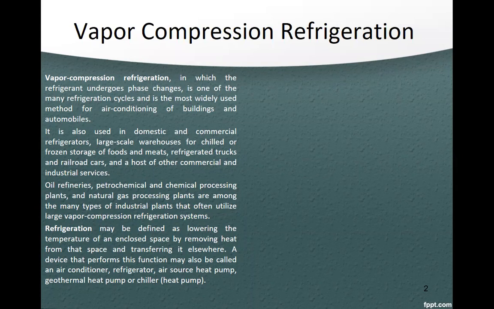Vapor compression refrigeration, in which the refrigerant undergoes phase changes, is one of the many refrigeration cycles and is the most widely used method for air conditioning of buildings and automobiles. It is also used in domestic and commercial refrigerators, large scale warehouses for chilled or frozen storage of goods and meats, refrigerated trucks and railroad cars, and a host of other commercial and industrial services. Oil refineries, petrochemical and chemical processing plants, and natural gas processing plants are among the many types of industrial plants that often utilize large vapor compression refrigeration systems.